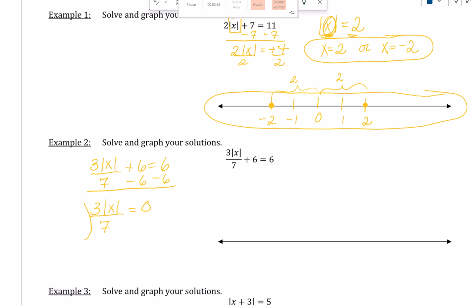So I'm going to get rid of this 3/7 because, again, I want to get the absolute value by itself, by multiplying by 7/3. So then the 3's cancel, the 7 cancels. And I'm going to do that to both sides. And I get the absolute value of x equals 0. So anytime the absolute value part equals 0, we just have one answer. So we're going to put x equal to 0, the inside part equal to 0, and we just have one answer to graph here. And I'm just going to put a dot at 0.